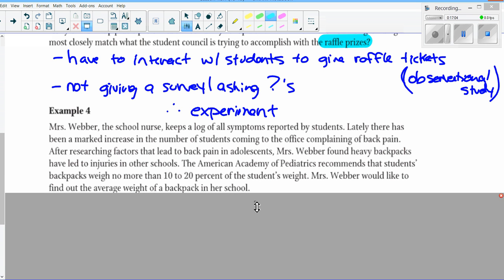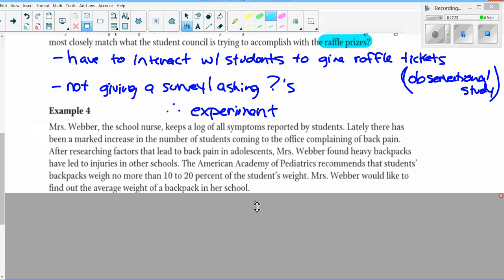Example 4 says, Mrs. Weber, the school nurse, keeps a log of all symptoms reported by students. Lately, there has been a marked increase in the number of students coming to the office complaining of back pain. After researching factors that lead to back pain in adolescents, Mrs. Weber found heavy backpacks have led to injuries in other schools.